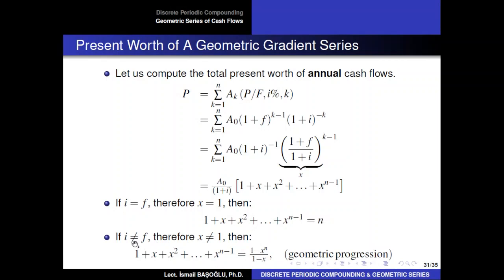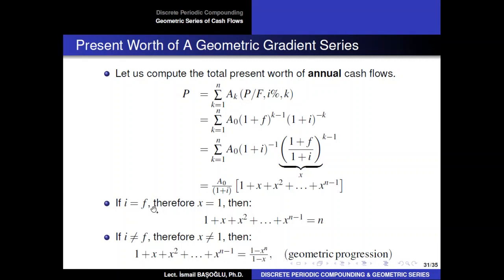However, if i and f are not equal to each other, then this summation is formulated as 1 minus x to the power n over 1 minus x. Now, actually, I'm not going to explain this to you because I have already explained this geometric progression in earlier chapters. If you check the second chapter, you will see that I have already shown that this summation is equal to 1 minus x to the power n divided by 1 minus x. Okay.